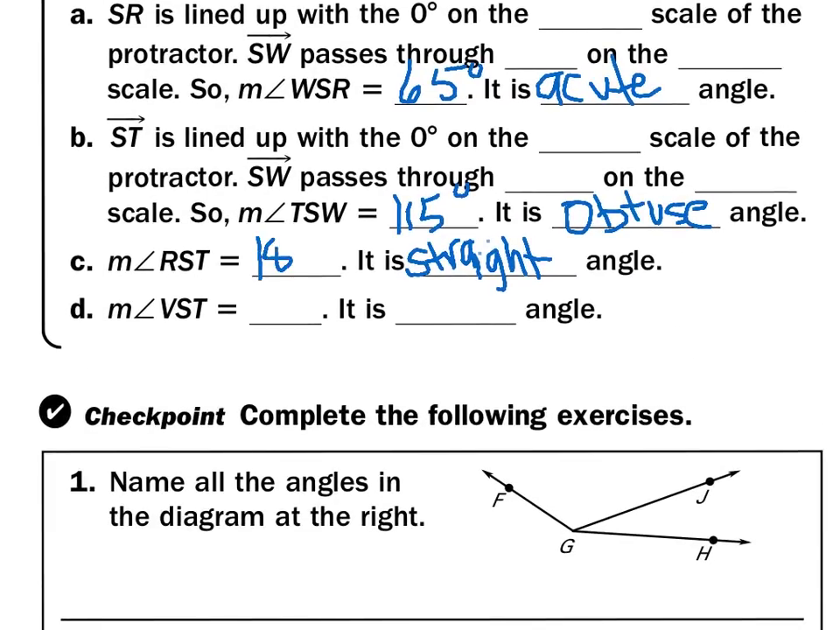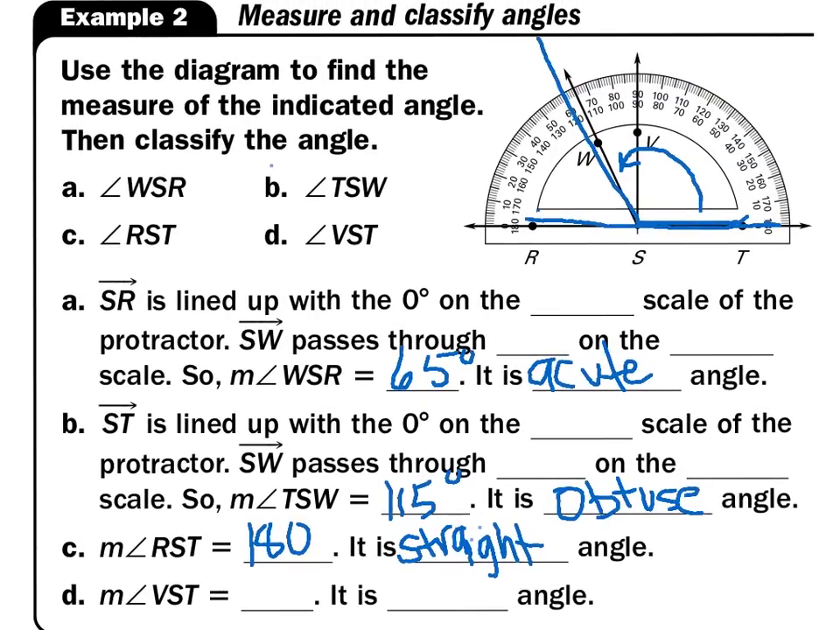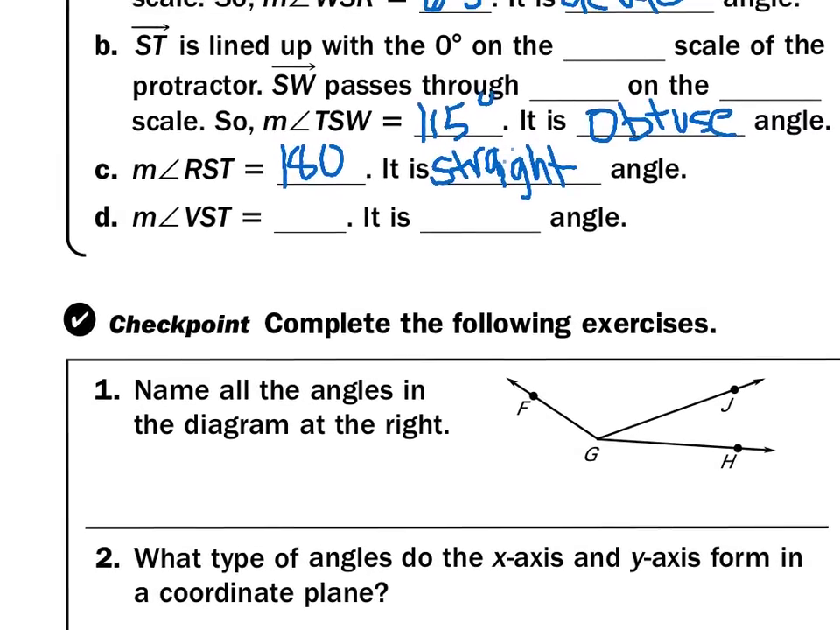And we know straight angles are 180. And then VST, go back to the picture. VST is straight up and down here, exactly at 90. So it's a right angle. Okay, go ahead and do the checkpoint. Turn the video back on when you're through.